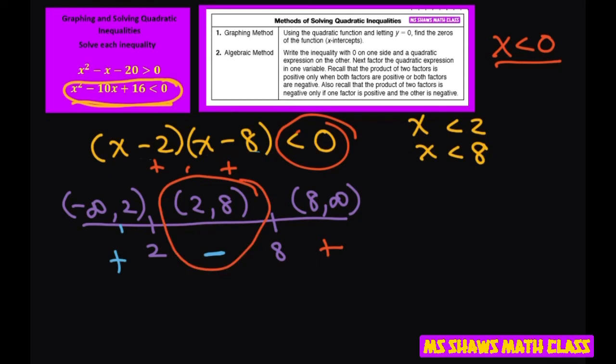Since it doesn't have an equal sign, the way you write it is x such that x is in between these two numbers, between 2 and 8.